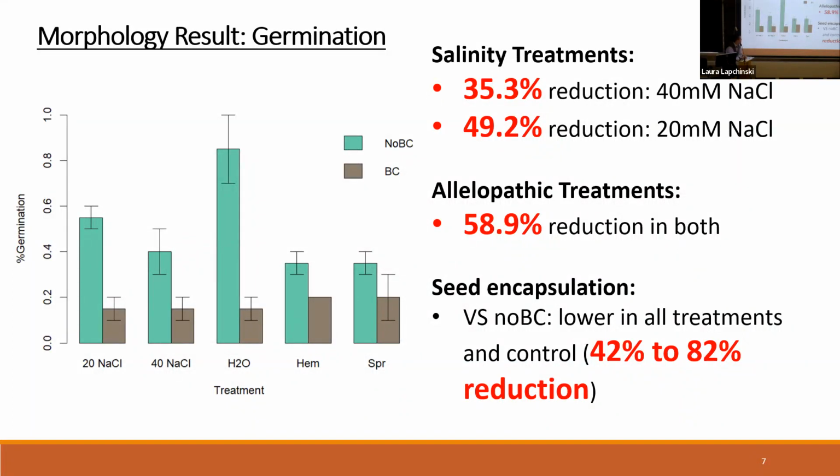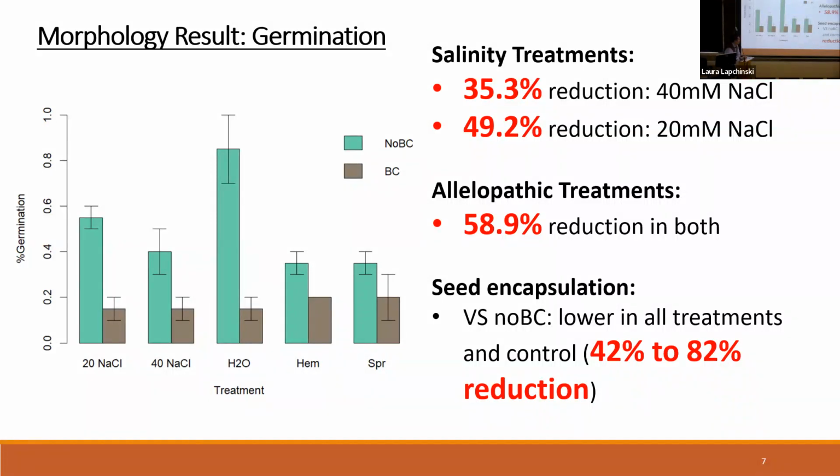reductive effects when it comes to non-biochar coated seeds. So looking at these two right here in comparison with the blue bar in the middle, I see around 50% of reduction when it comes to germination rate. And also I see a comparable level of reduction when it comes to my allelopathic treatment on the non-biochar coated seeds.